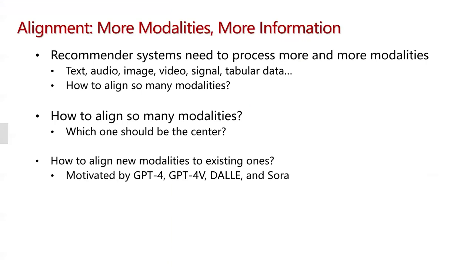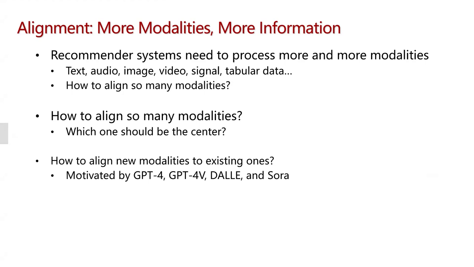So the first challenge is alignment. This is very important in the future directions of multimodal recommendation, because there will be more modalities and more information, and the computational cost and complexity may increase exponentially. Currently we only process a subset of the modalities, for example, text, audio, or image, and all pre-extracted features from the video. And there are other types of modalities such as signals or tabular data. In the future of recommender systems, we need to process more and more modalities, and these modalities may be fused together. So how do we align so many modalities?